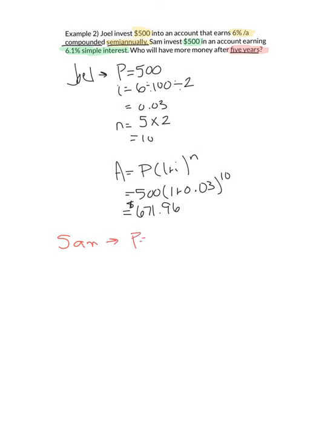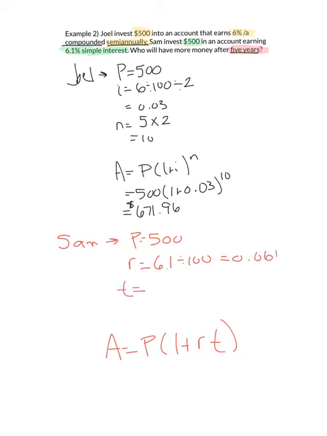Sam is investing the exact same principal. Now, his is simple interest, and so we're going to be using a different formula. We're using a simple interest formula that we learned in the last chapter, and I'll write it here just so that you remember. So we don't have i's and we don't have n's. Instead of that, we have r's and t's. So r is our interest rate, so that would be the 6.1 divided by 100. So the 0.061. And instead of n, we just have t for time in years.